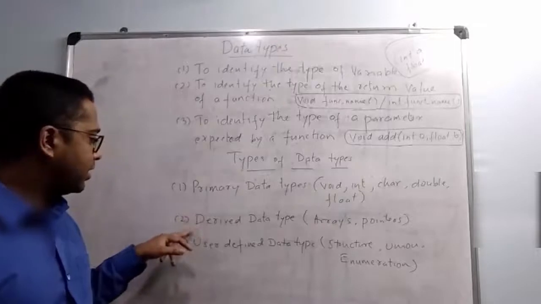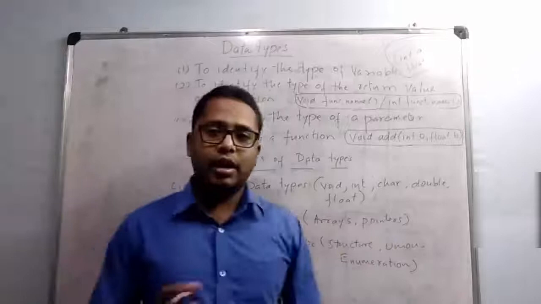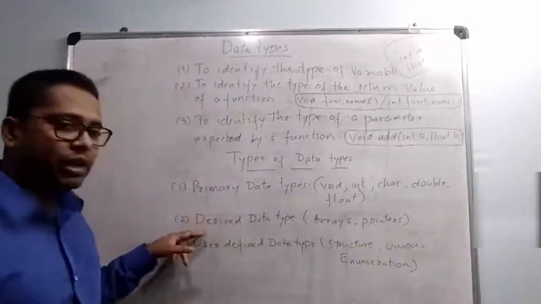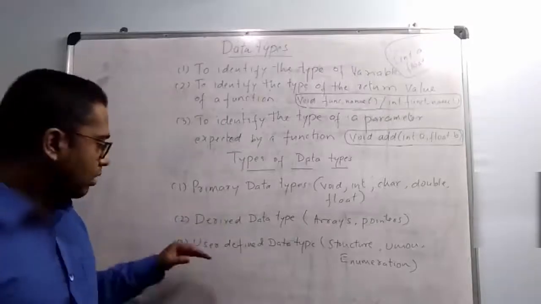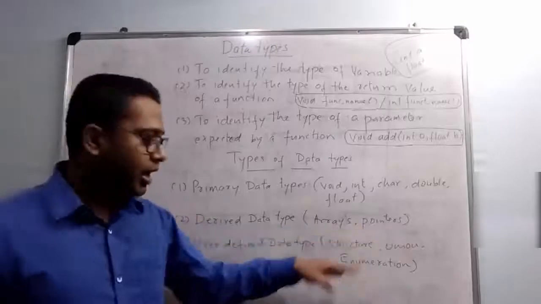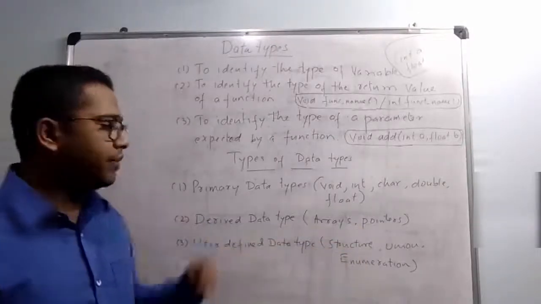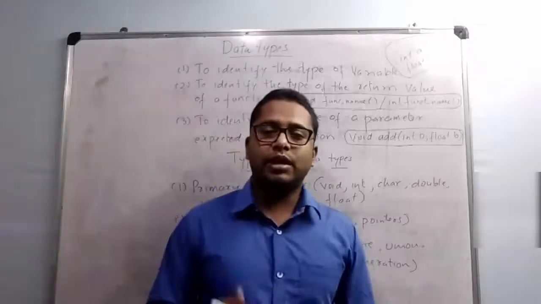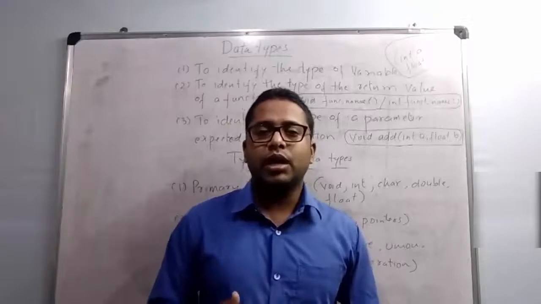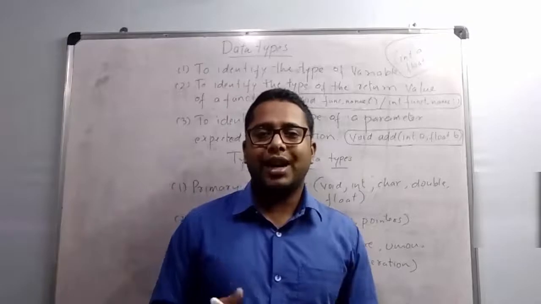Now the second category is derived data types: arrays and pointers. Whenever we deal with arrays and pointers, these data types come under the second category, which is derived data types. The third category is user defined data types: structure, union, and enumeration come under user defined data types. So we discussed what data types are, how we use data types to identify certain things in a C program, and the different categories of data types.